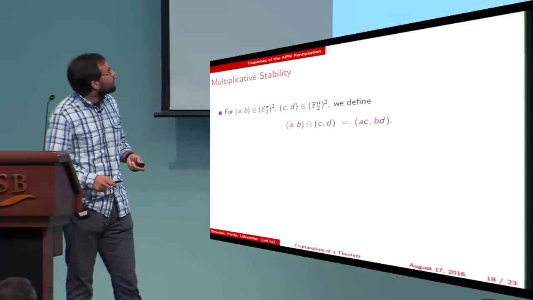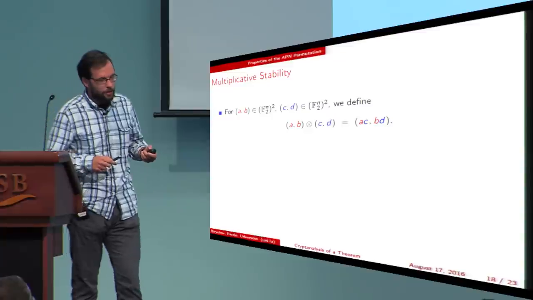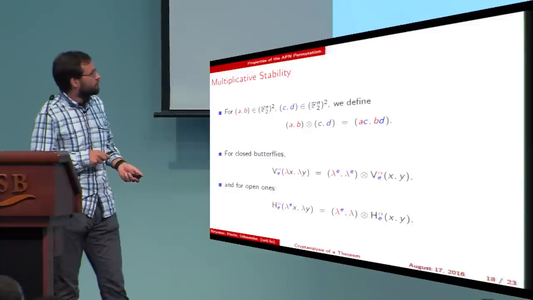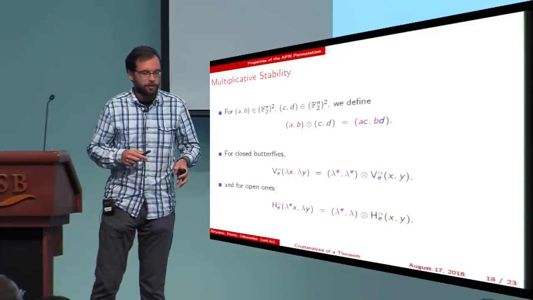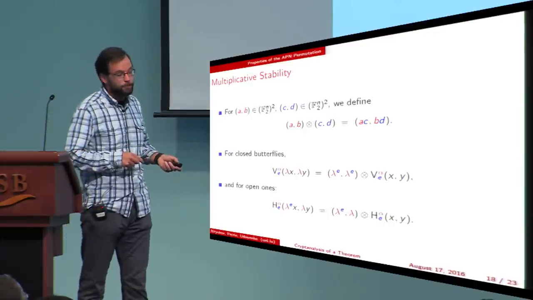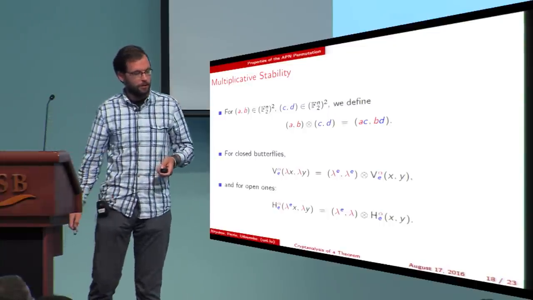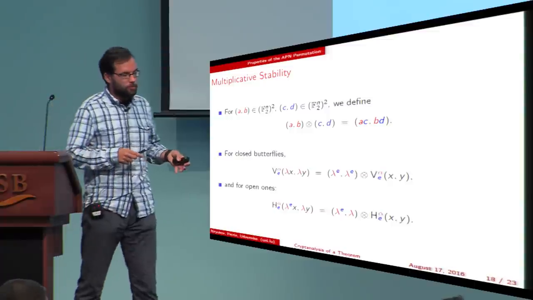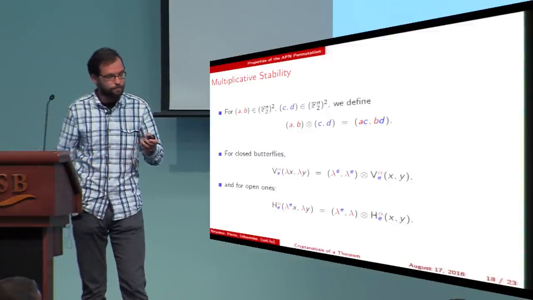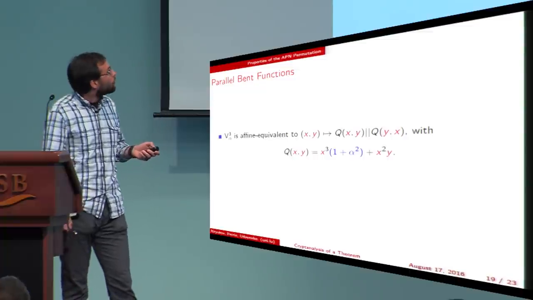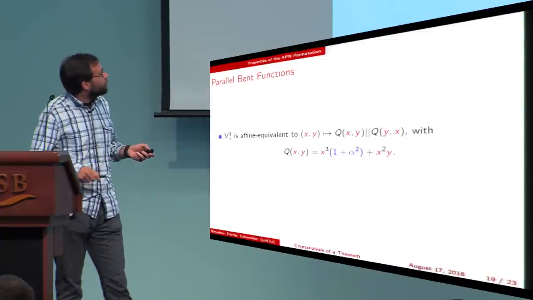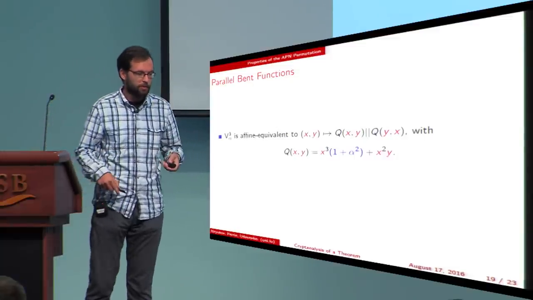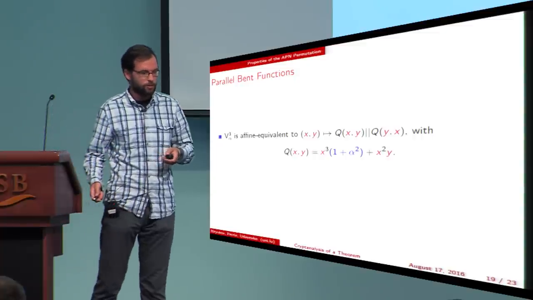Another interesting property is, first we define a component-wise product. And then the property is that for closed butterflies, if you multiply both input branches by lambda, then it is equivalent to multiplying the output branches by lambda to the power e. And for the open butterfly, if you multiply the input branches by lambda to the power e and lambda, it is equivalent to multiplying the output branches by the same values. Also, the closed butterfly is actually affine equivalent to a concatenation of two bent functions. Actually, one bent function and the same bent function with swapped parameters.